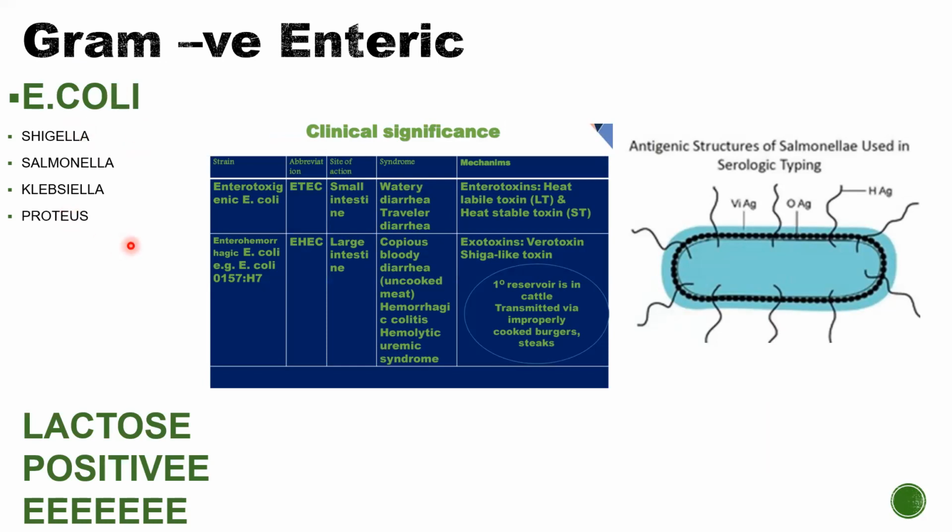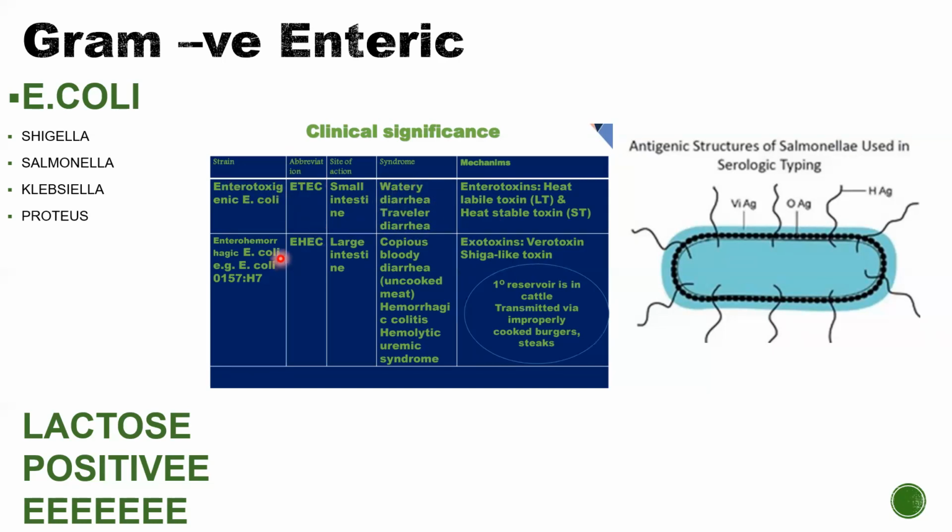Okay, now let's start with the E. coli. E. coli has two types. There's the enterotoxigenic E. coli and the enterohemorrhagic E. coli. Enterotoxigenic E. coli just causes traveler's diarrhea or watery diarrhea. This is very important. It might give you a hint in questions. I remember we got this, traveler's diarrhea, and it was like which of the following is the causing agent. So watery diarrhea or traveler's diarrhea is the enterotoxigenic E. coli.